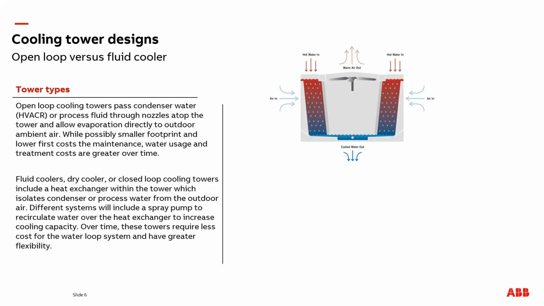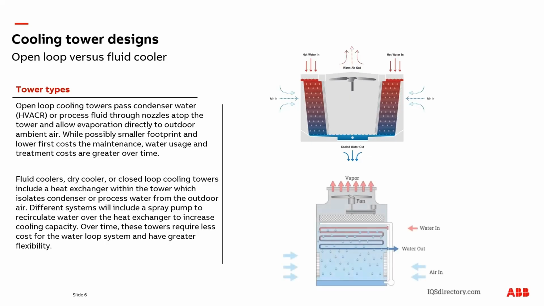The cooling tower fan draws in outdoor ambient air over the water media and removes warm, moist air out of the tower, removing heat from the condenser loop. These types of towers are most common, typically have smaller footprints, but require more water usage and water treatment over time. The second type of cooling tower is the fluid cooler, dry cooler, or a closed loop cooling tower system.